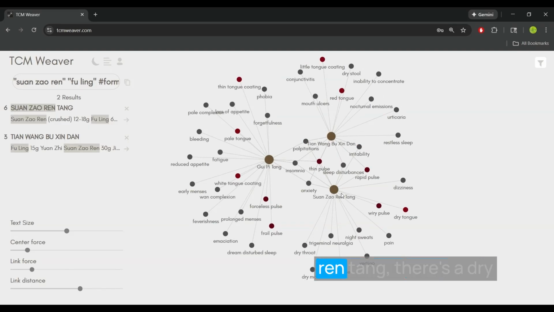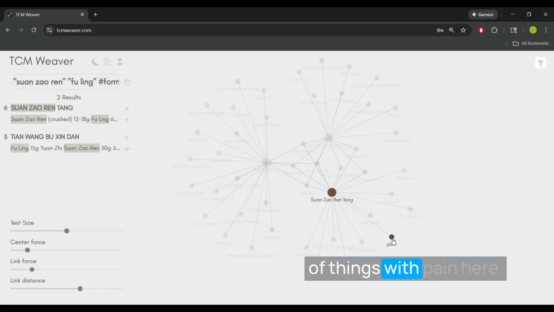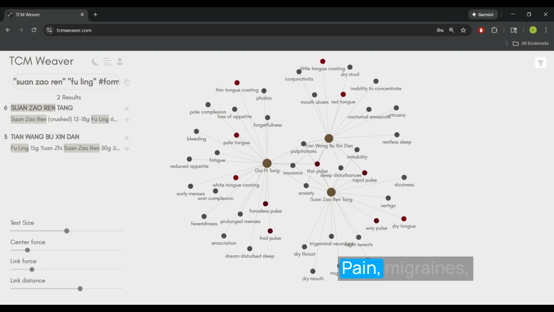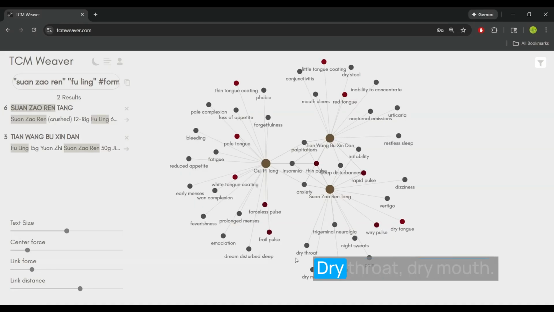Whereas Swanzauren Tong, there's a dry tongue, a wiry pulse, there's dizziness, vertigo, and there are a number of things with pain here. Pain, migraines, trigeminal neuralgia. There could be night sweats and dryness, dry throat, dry mouth.